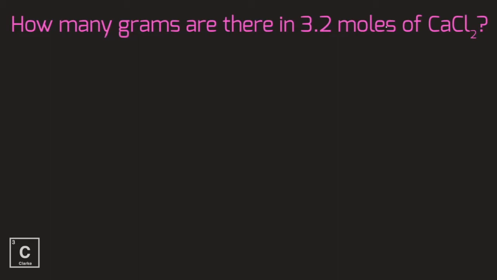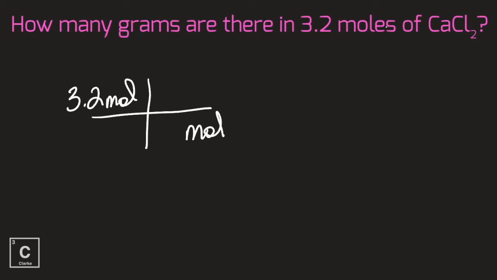Again, moles shows up, one conversion factor. We write our given, 3.2 moles, cross and bring unit down. 1 mole is equal to whatever we need it to be equal to, particles or grams, and we need it to be equal to grams. Grams means the molar mass. We've got to calculate the molar mass of calcium chloride.